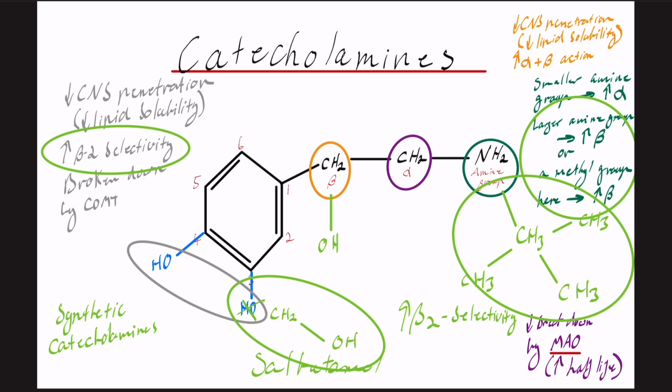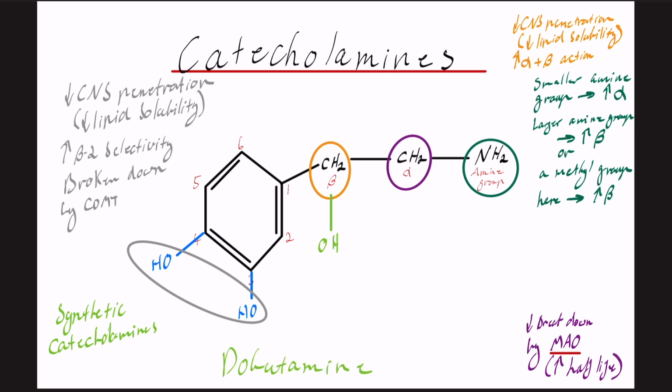Now, even though it's got beta 2 selectivity, at higher doses, it will start to spill over into the beta 1 selectivity area. And what this will do is cause tachycardia and cause more chronotropic effects, as you see with people who are receiving lots of salbutamol.